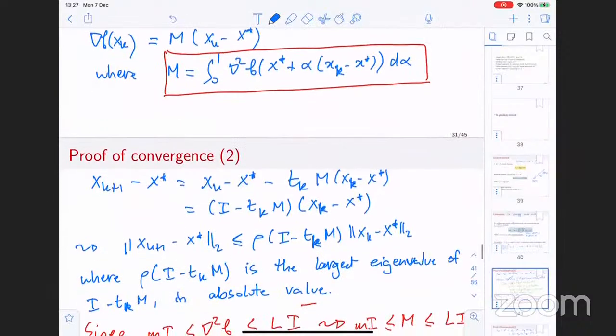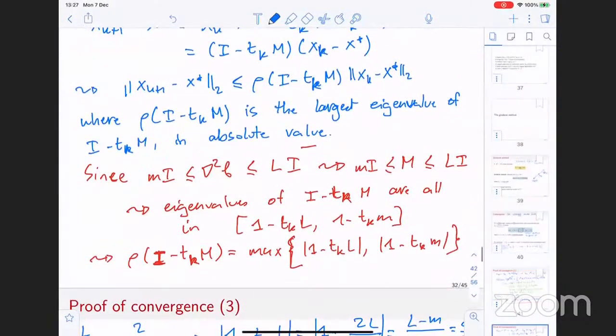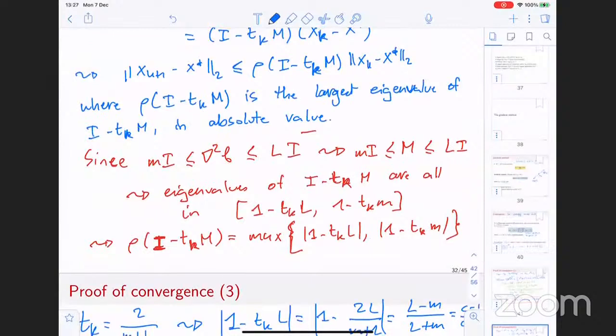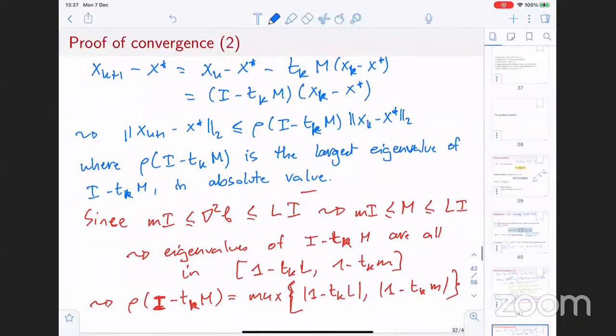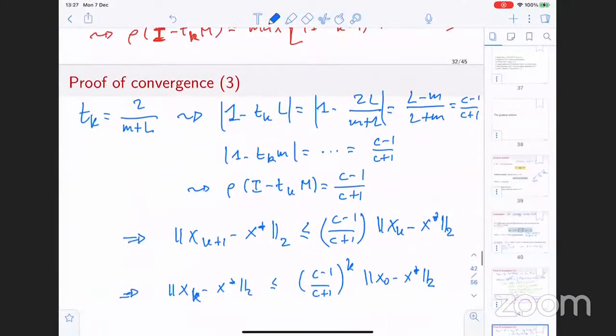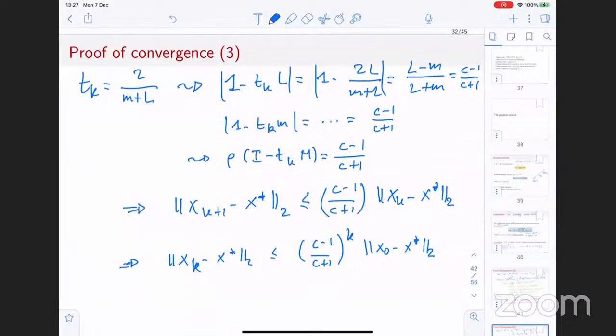I hope that was clear. Even if maybe some of the steps you could not follow, I hope that the main idea was kind of clear. So we have shown that the method converges linearly: the norm of xk minus x star is less than c minus 1 divided by c plus 1 to the power k.